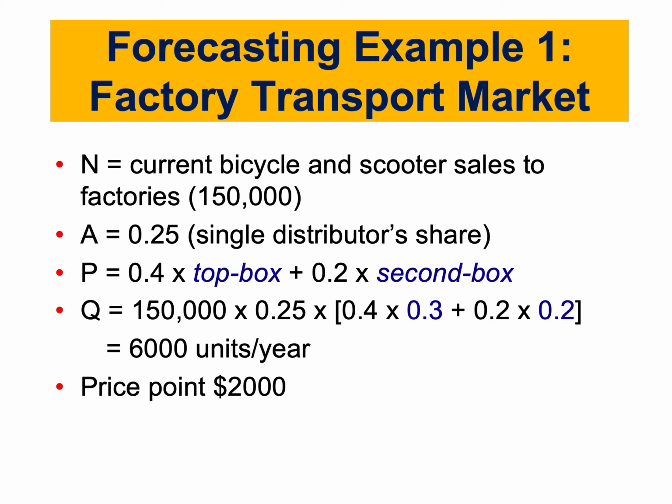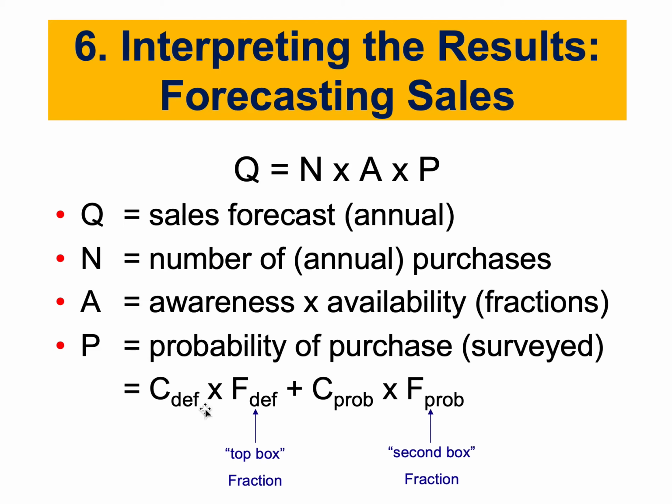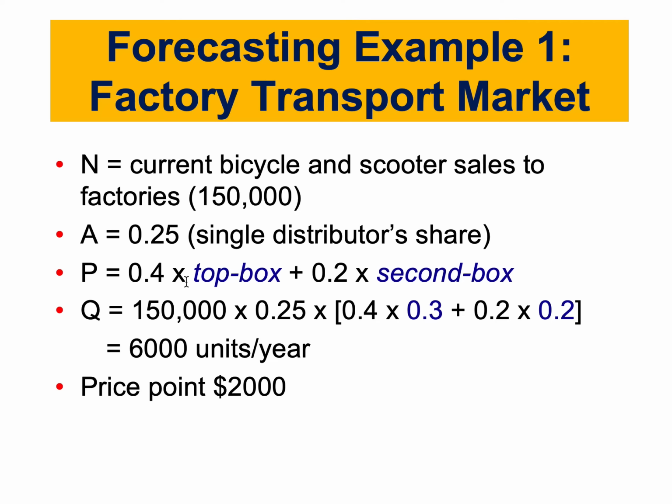P, we said before, equals C def multiplied by F def plus C prob multiplied by F prob. And we talked about C def and C prob as the calibration constants. They're predefined, and we're going to use 0.4 for the C def and 0.2 for the C prob. The F def and F prob we're going to get from our surveys, from the customers that we've surveyed, and they answered the questions whether or not they're going to buy our product. You can go back to the previous video to see how we can obtain these two values. This is 0.4, this is 0.2.